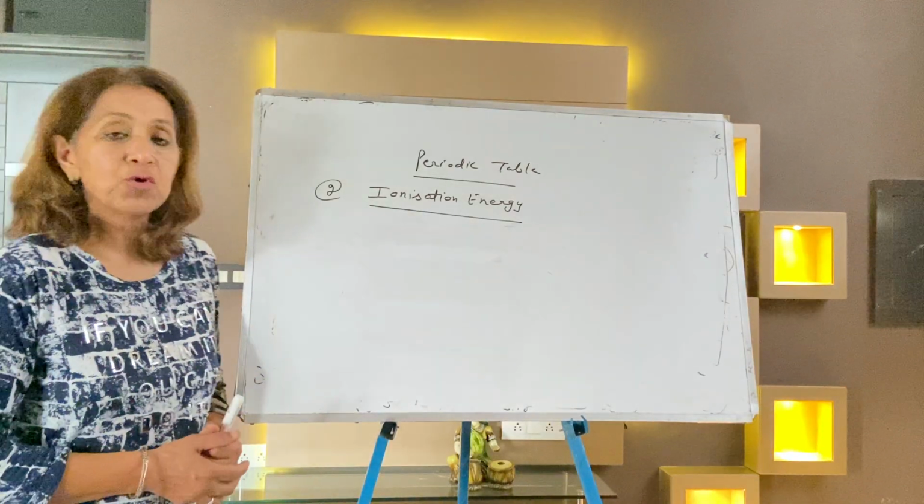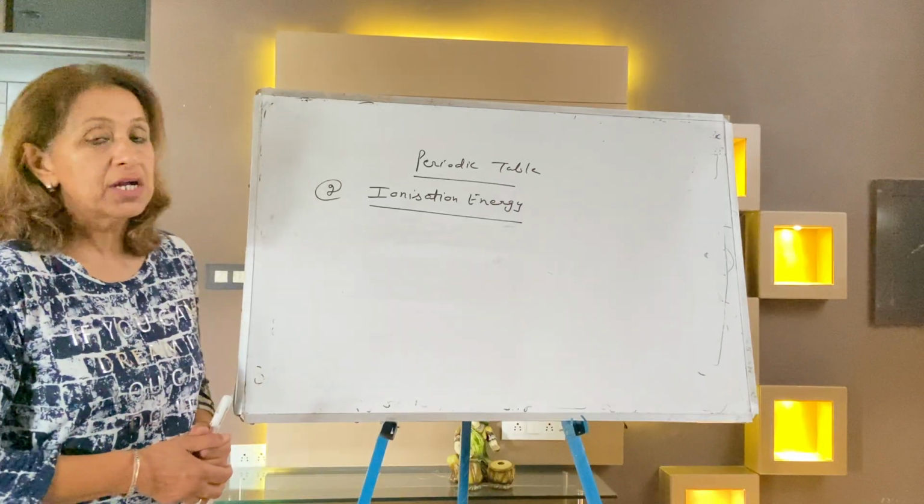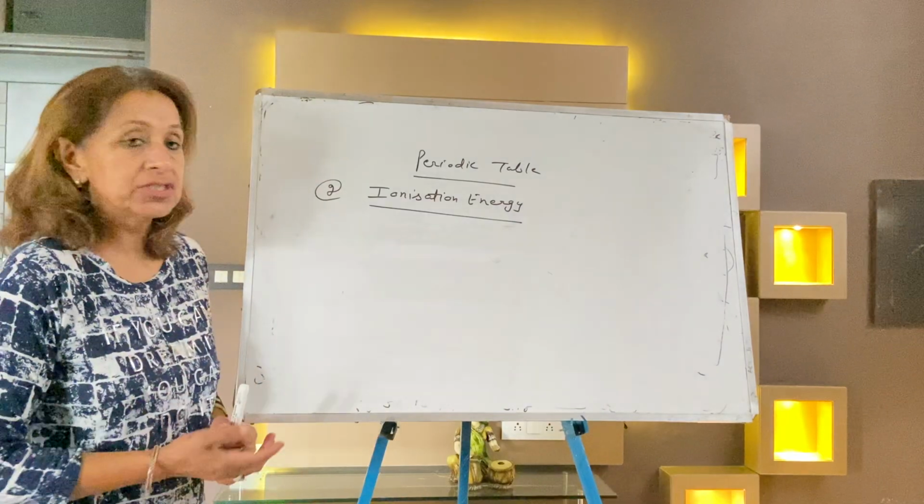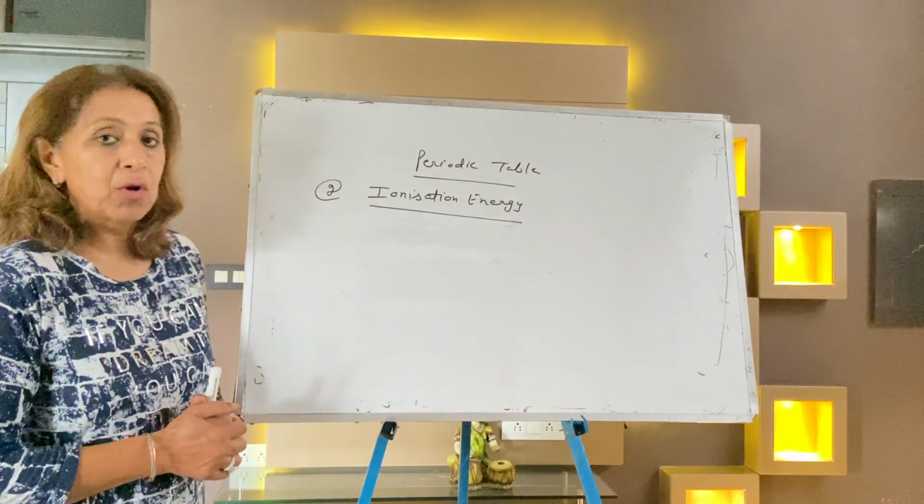Now we are left with only two periodic properties. One is ionization energy and the next is electron gain enthalpy. So write down a few points regarding ionization energy. I have already uploaded the details in my video.